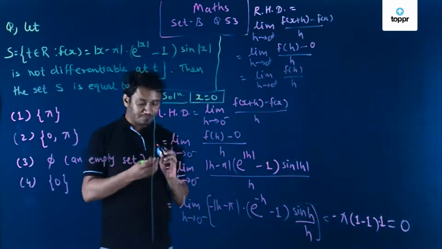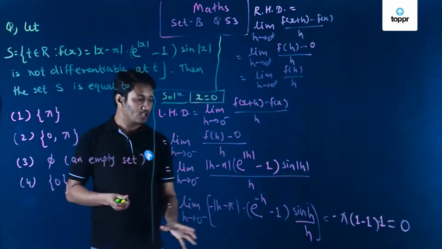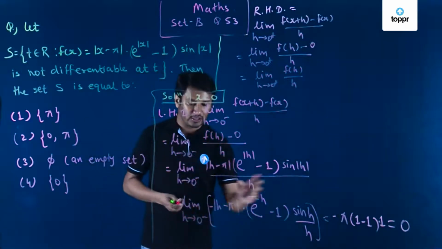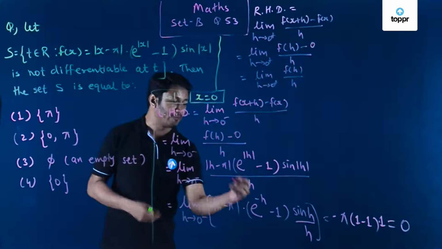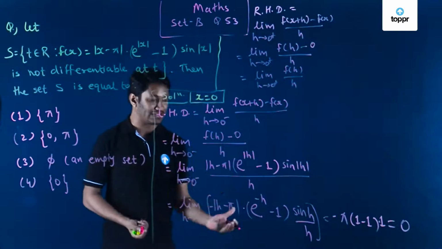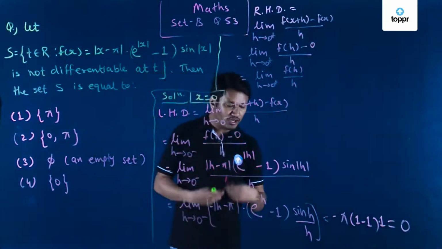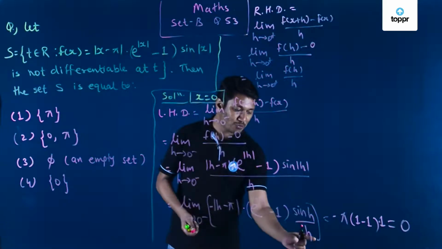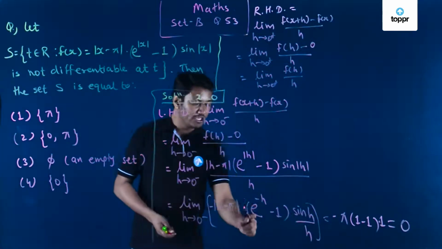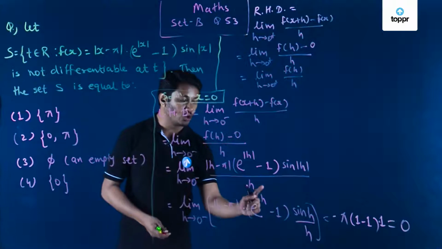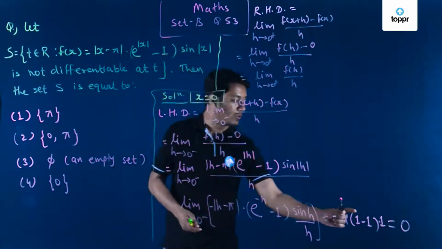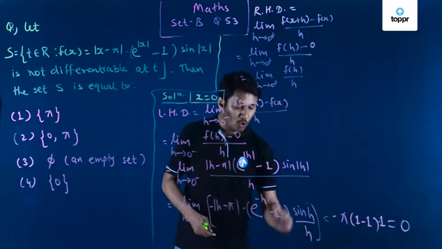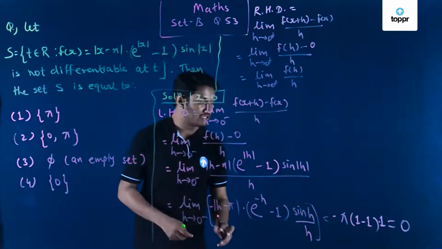Now you can see that this will be very much similar to whatever we have already done. The only difference will be, instead of minus h, we will replace mod h with plus h. But what difference will it make? Sin h by h will still tend to 1. E power h will tend to e power 0, which will still be 1. And 1 minus 1 will still give us 0. The only difference will be this minus sign will be absent this time.